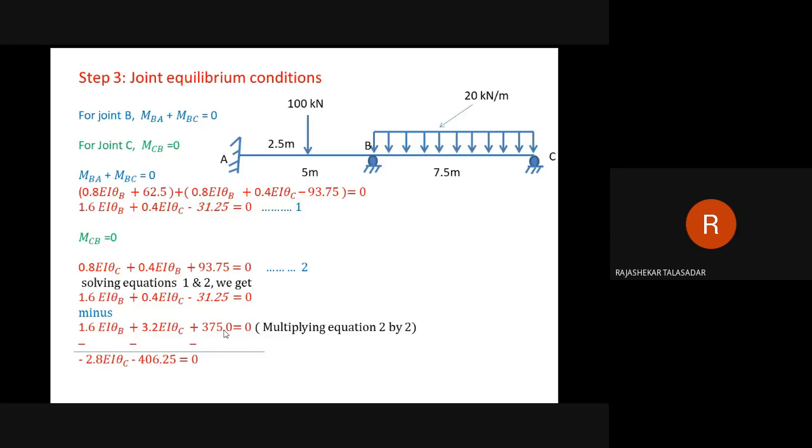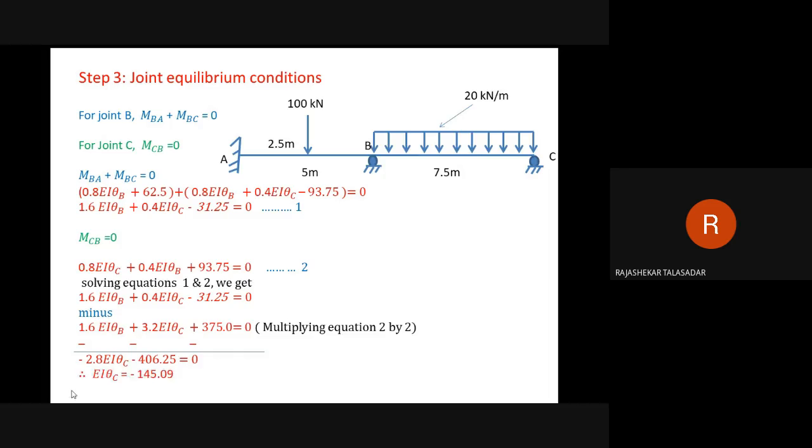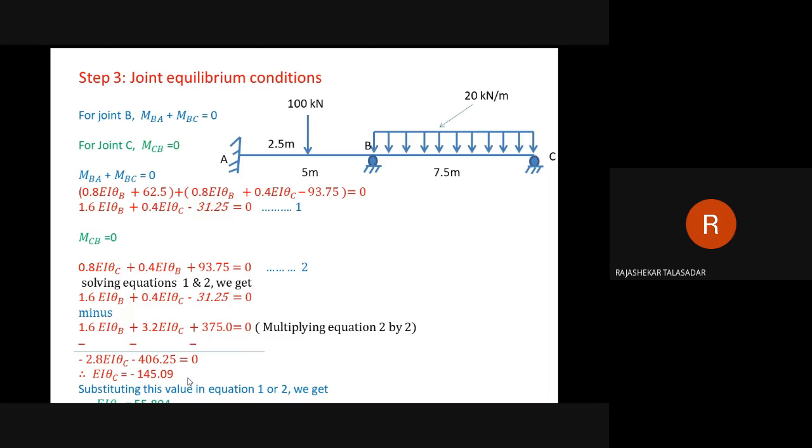So if you simplify this, you are going to get like this. And if you solve for EI theta C, you are going to get minus 145.09. What is EI theta C? Similarly now, if you substitute the value of EI theta C in any one of the equations, either 1 or 2, you will get EI theta B equals to 55.804.